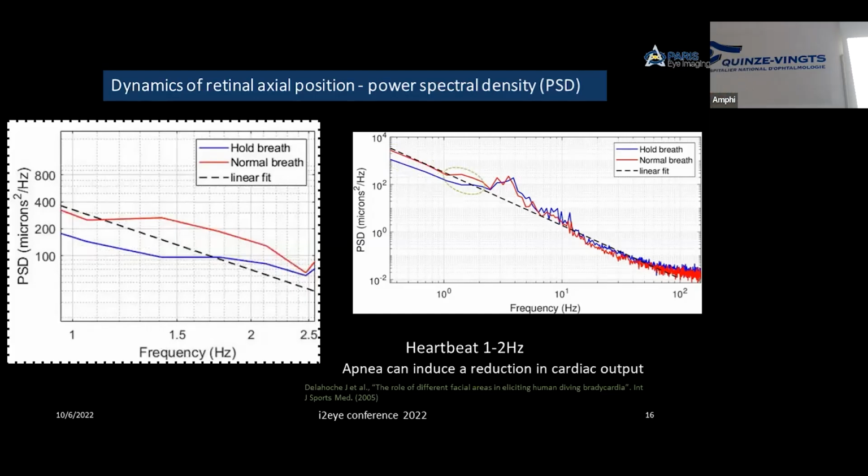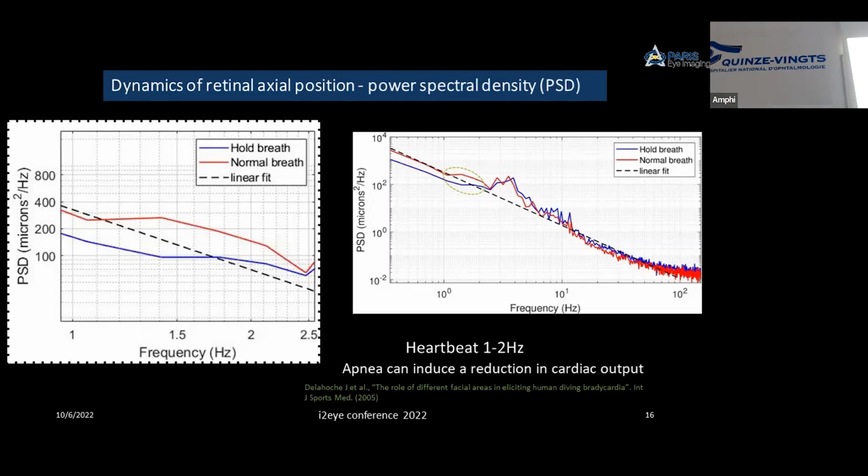And then we move to the domain from 1 Hz to 2 Hz. And the difference between these two cases seems to be still very obvious. If we look at this region, we can find the breath holding can reduce a bit the PSD of the axis motion. And from this paper, they mentioned that apnea can induce a reduction in the cardiac output.